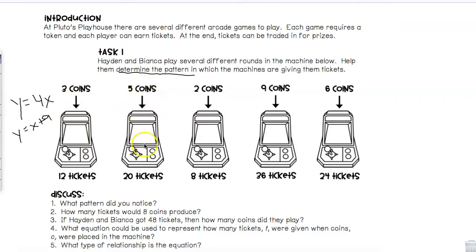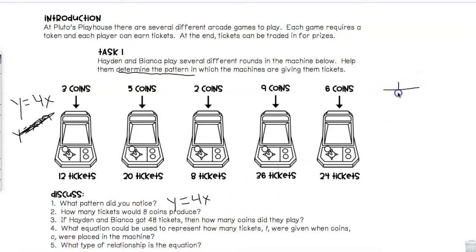So I put in a 5 and I get out a 20. So that's not going to work because if I put in a 5 and add 9, I would get out a 14. So this is not my function. My function is y equals 4 times x, which is a multiplicative relationship.